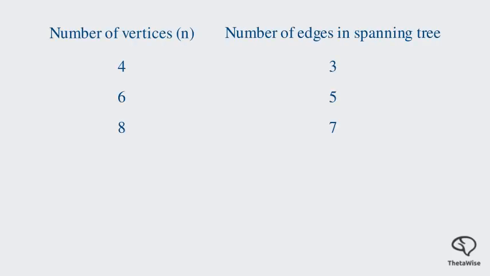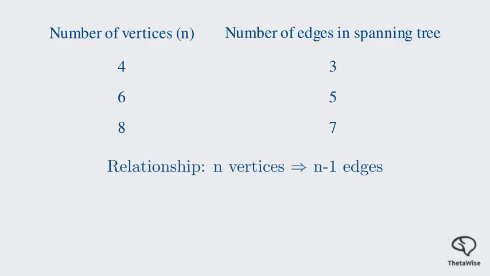There's a critical relationship between the number of vertices, which we'll call n, and the number of edges in any spanning tree. Let's investigate this relationship with a few examples. For the first graph, there are 4 vertices. Its spanning tree has 3 edges. For the second graph, there are 6 vertices, and its spanning tree has 5 edges. For the third graph, there are 8 vertices, and its spanning tree has 7 edges. By observing this pattern, it's clear that the number of edges is always 1 less than the number of vertices. If a graph has n vertices, any spanning tree for that graph will have exactly n-1 edges.